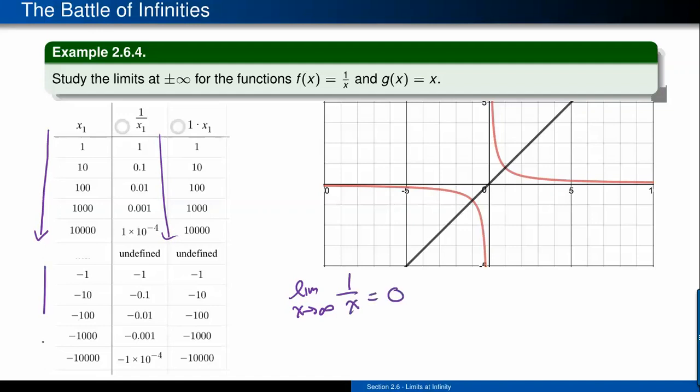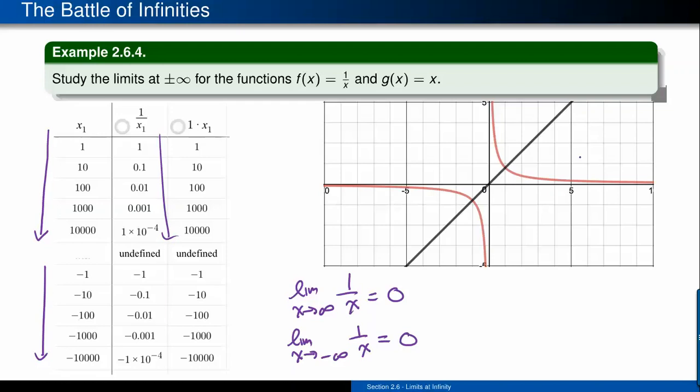You can also see from the negative side, as x's go down to negative infinity, my outputs are also going to be kicking out a 0. I'm going to have this idea that the limit as x approaches negative infinity of this function 1 over x is also going to be a 0. If you look up here, I can actually have the graph.